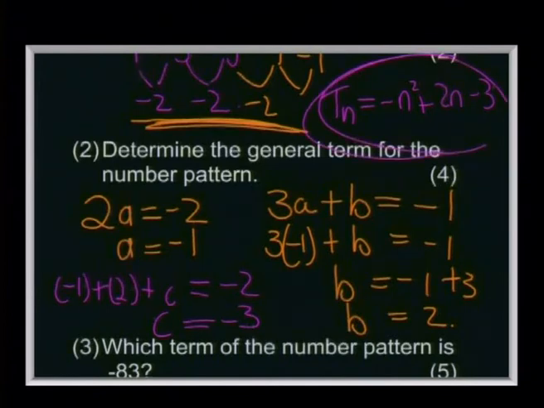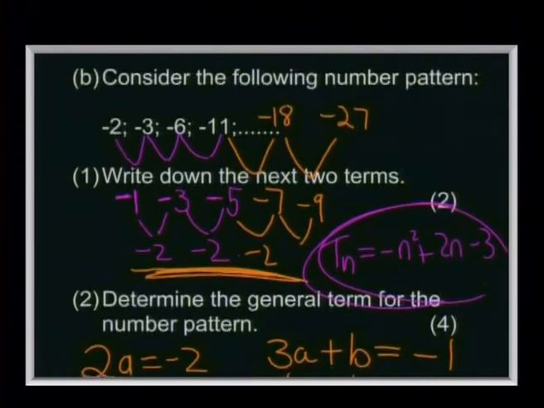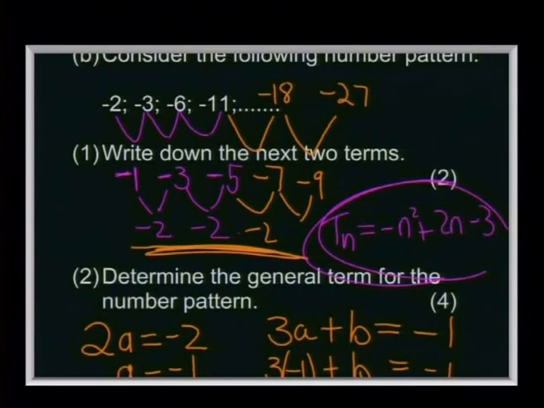Now, especially in a question such as this one, where I've still got to do other questions as well, you don't want to be struggling away with a general term that's not correct. So let's quickly use it just to calculate the value of the second term. So if I say 2 in the place of n, because I'm looking for the second term, I get 2 squared with a minus in front, so that's -4, plus 2 times 2, that's +4, they cancel, and I get -3, so that works.